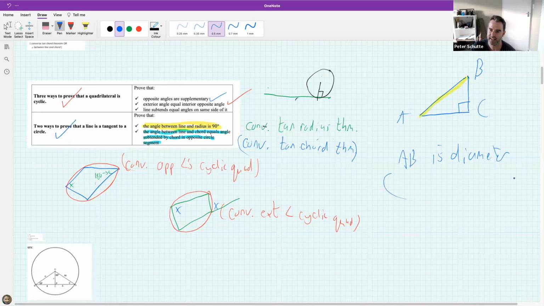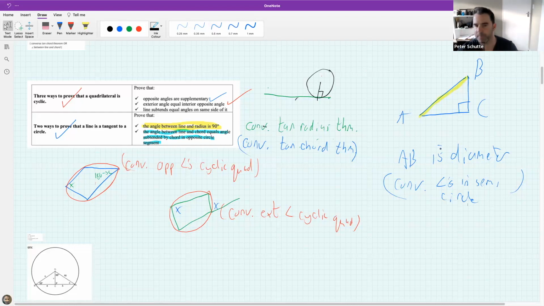And what is that going to be? The converse. So, converse angles in a semicircle. And so we can use the converse here to prove something is a diameter.